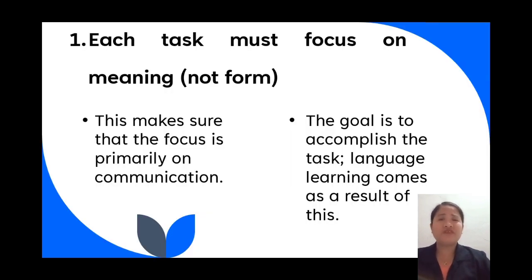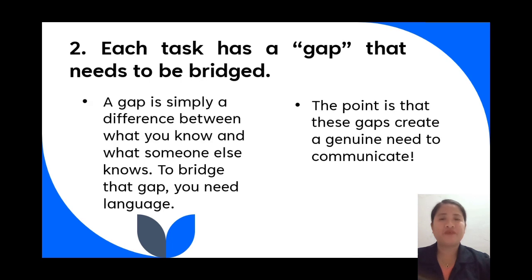Each task must focus on meaning, not form. So, this makes sure that the focus is primarily on communication. The student is not meant to think too much about how something is pronounced or if the word order is correct while engaged in the activity. So it's unlikely that such conscious effort during a communicative task will actually help anyway.